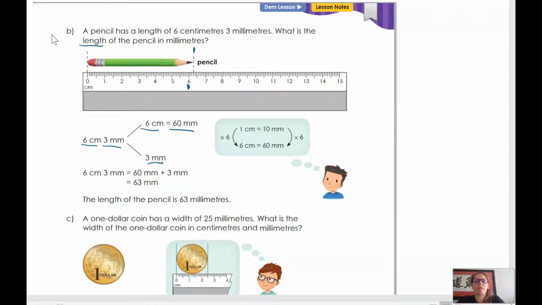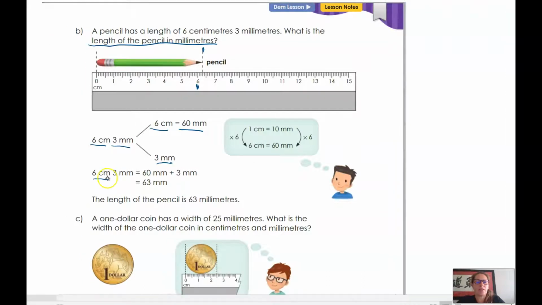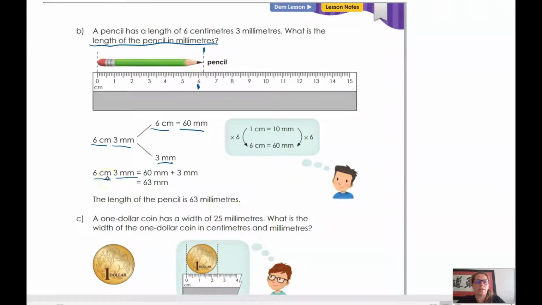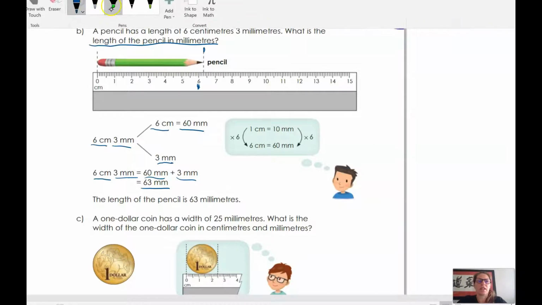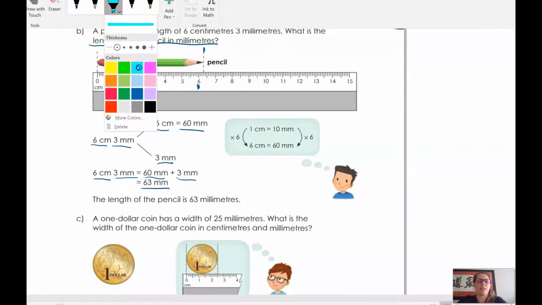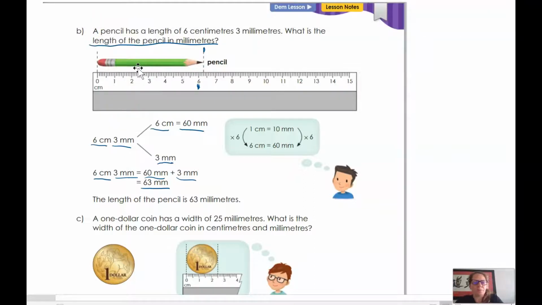Remember, what is the length of the pencil in millimetres? So they're saying 6 centimetres and 3 millimetres is 60 millimetres plus 3 millimetres, which equals 63 millimetres. The length of the pencil is 63 millimetres. And I just feel like I need to say that again. I need a different colour though.